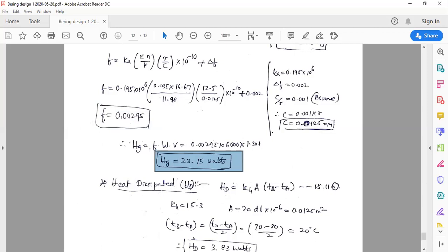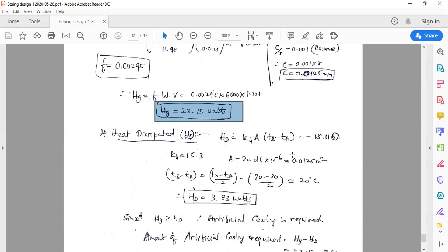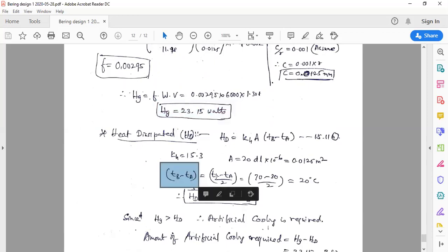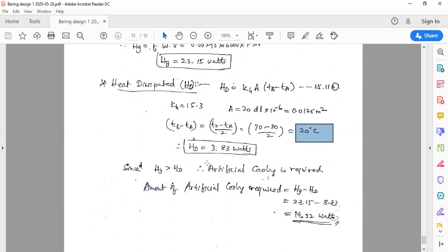And heat dissipated, again as I said, there are two equations, 15.11b and 15.11c. Either of these two equations can be used, and the value of Kh is 15.3, and A is 20 D L into 10 raised to minus 6, and TB minus TA. Since TB is unknown, we can make use of T naught and TA here. TA is 30 degrees centigrade and T naught is 70. So the TB minus TA value is 20 degrees centigrade, which is also called rise in temperature. So heat dissipated is obtained here as 3.83 watts or joules per second.